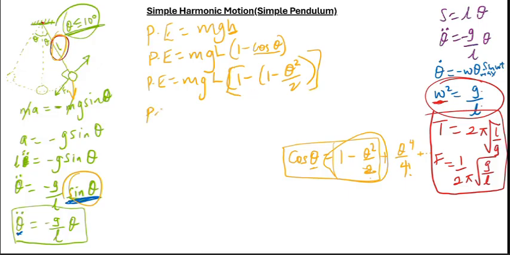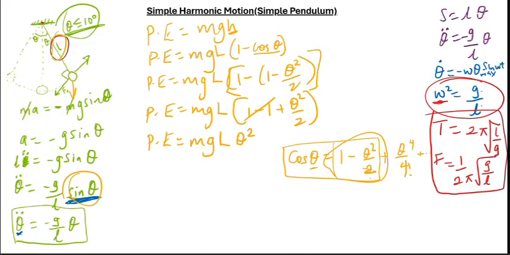Opening up the brackets, we have our potential energy equals mgl times (1 minus (1 plus theta squared over 2)). The 1 minus 1 cancel out, and we have our potential energy equals mgl theta squared over 2, or we say our potential energy is equal to 1 over 2 mgl theta squared.